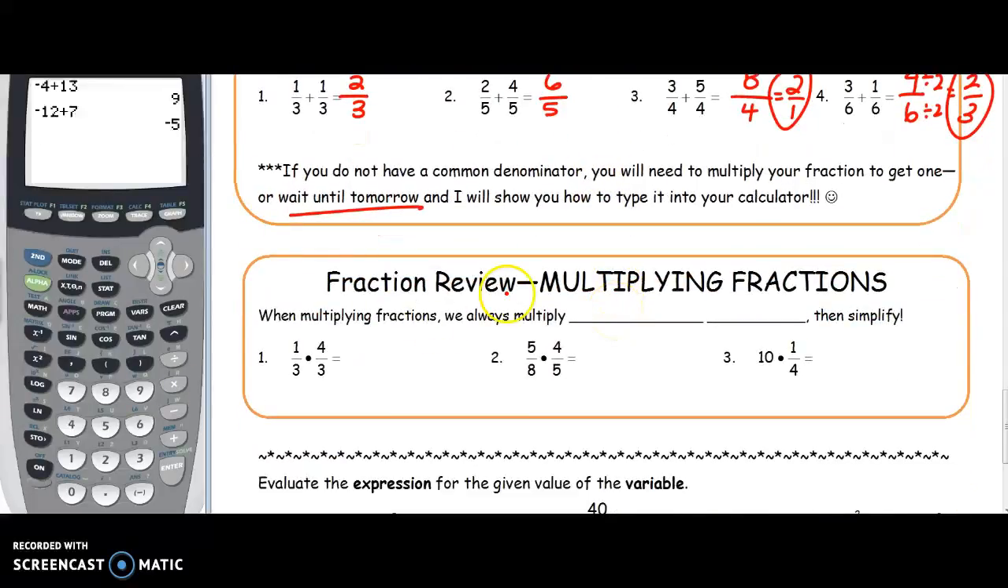When we're multiplying fractions, you always multiply across, then simplify. Top times top, bottom times bottom, even if they're matching or not matching. So 1 times 4 is 4, 3 times 3 is 9. Look to see if you can simplify. If you can, do it. If not, you are done. Again, number 2, top times top, bottom times bottom. 5 times 4 is 20. 8 times 5 is 40. This simplifies, our zeros cancel, so now it's 2 over 4, which gives us 1/2.